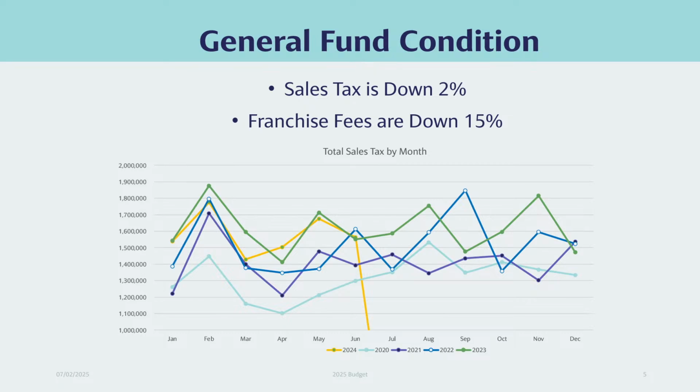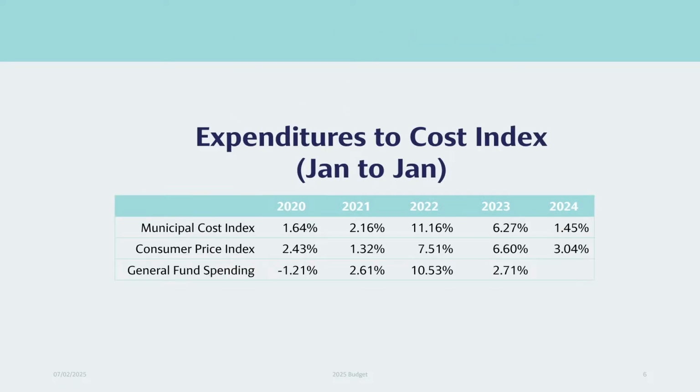So on this chart, you see how from the light blue to the darker blue and teal and green, every year our sales tax has been going up. Well, the yellow line is 2024 so far, and we're not seeing that increase in sales tax anymore. It's starting to go down because of what I've mentioned. Also, as you know, we're experiencing inflation that is not typical.